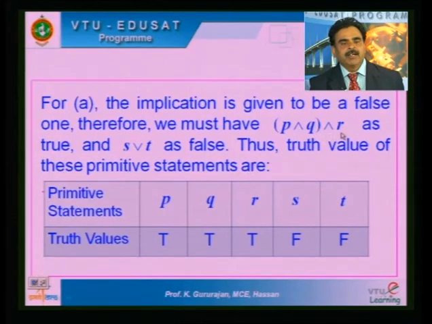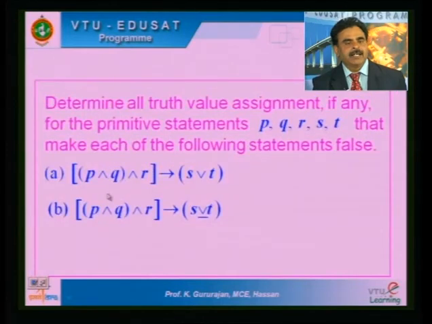So, now P and Q and R will be true only when what? All the three variables P, Q, R are true. Then only P and Q and R will assume the truth value T. Now, S or T will assume the truth value F only when both S and T are false. So, therefore, what are the possible assignments of truth values for this formula? P, Q, R taking T, and S and T taking the truth value F. Understood? How we have found the truth values of P, Q, R, S and T? Based on the definition, namely that the implication is false only when P and Q and R is true and S or T is false.